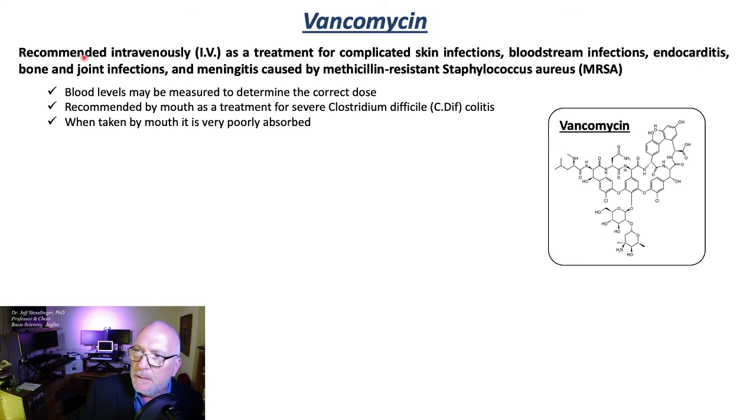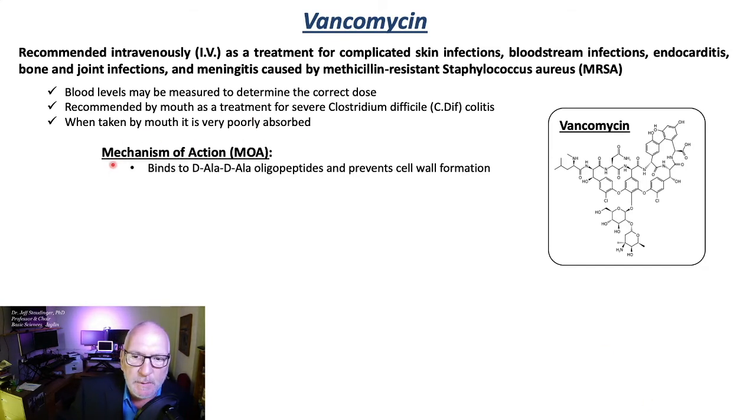Let's talk about vancomycin in the context of GI bugs. This drug is recommended intravenously as a treatment for complicated skin infections, bloodstream infections, endocarditis, bone and joint infections, meningitis, and MRSA. Blood levels are likely to be measured to determine the correct dose. It's recommended by mouth as a treatment for C. diff colitis. However, when it's taken by mouth, it's very poorly absorbed.